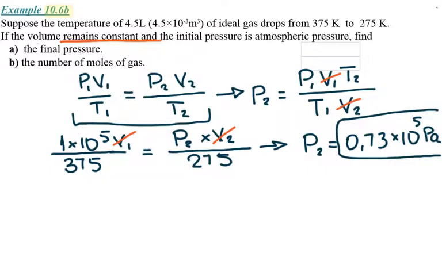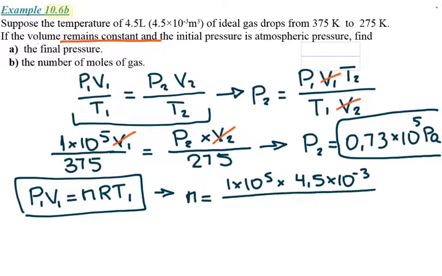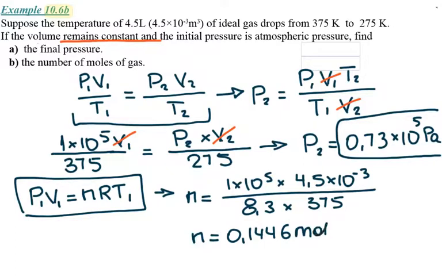And for the second part, they ask you to find the number of moles. So you could do again P1 V1 is equal to nRT1, use this equation, and then from here you have that n is equal to 1 times 10 to the 5th atmospheric pressure times the volume, which is 4.5 times 10 to the -3, that didn't change, stayed constant, divided by R, which is 8.3, and by initial temperature, which is 375. So that gives me the number of moles in this gas is 0.1446 moles.